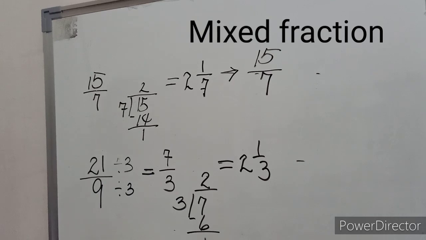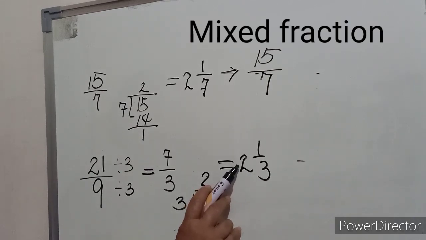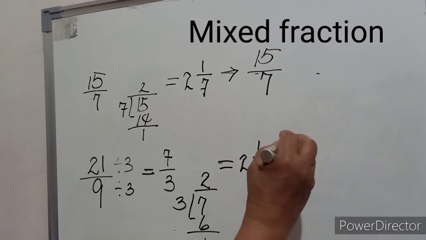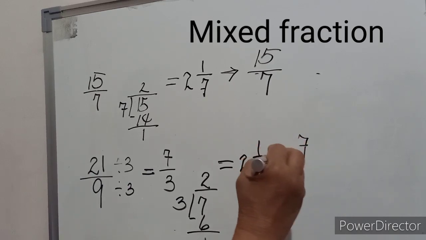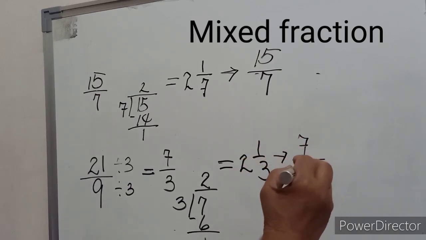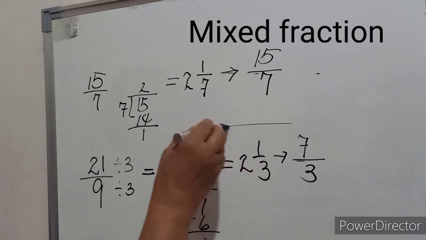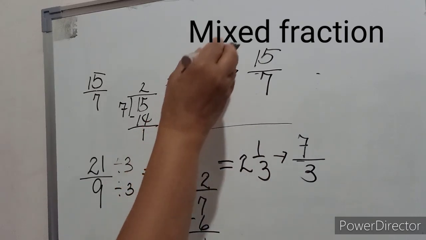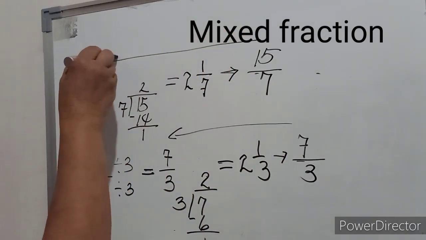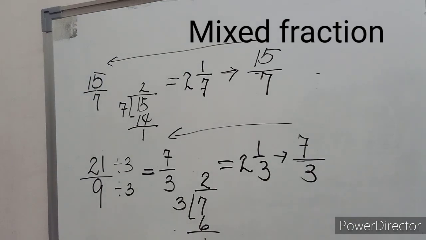Similar is true with 2 and 1/3. If we are going to take back its fraction equivalent, 3 times 2 is equal to 6, plus 1 is equal to 7, divided by the denominator, which is 3. So you can see now that we have taken the same fractions given.